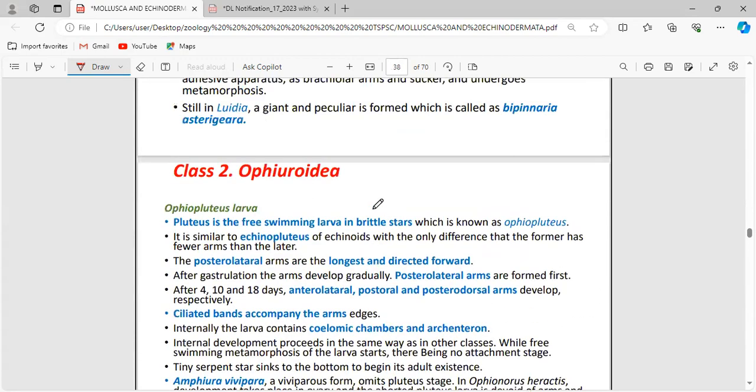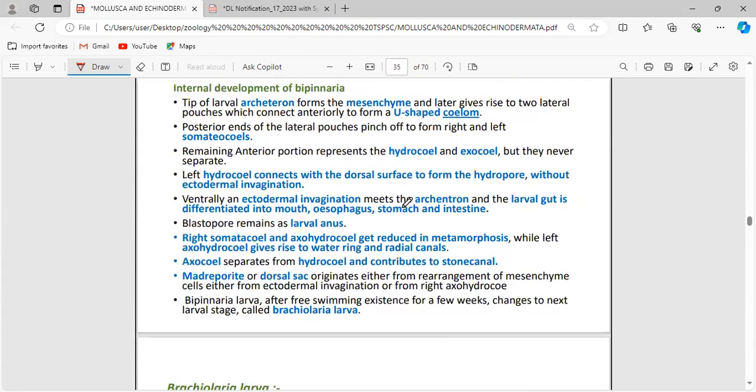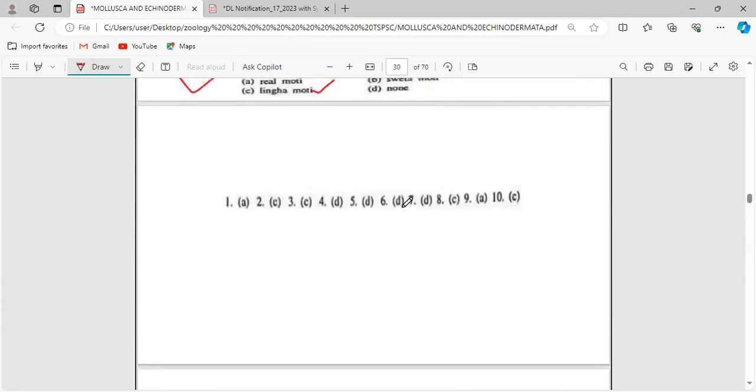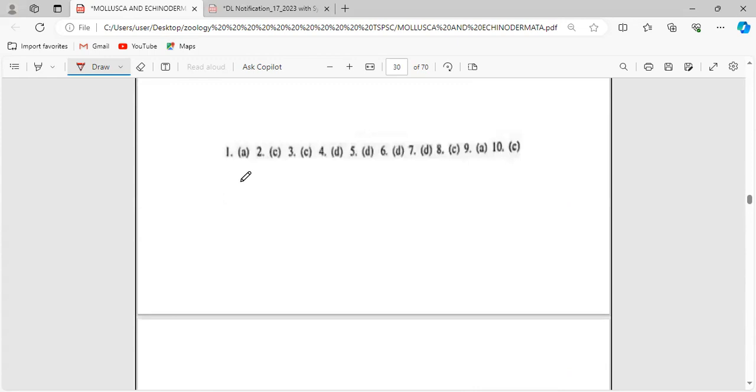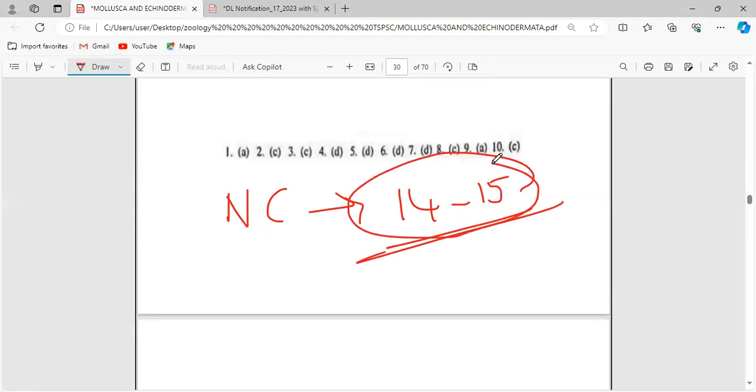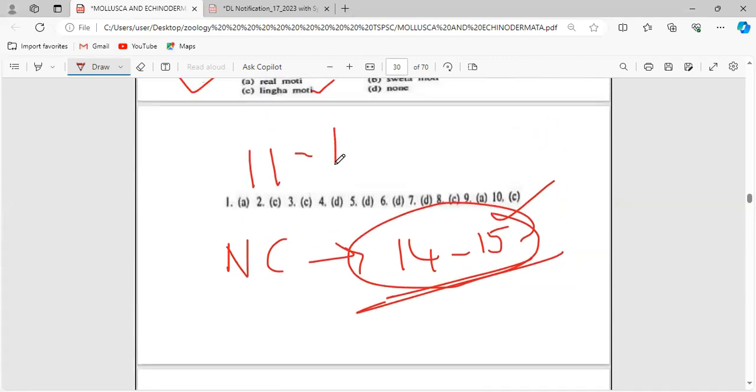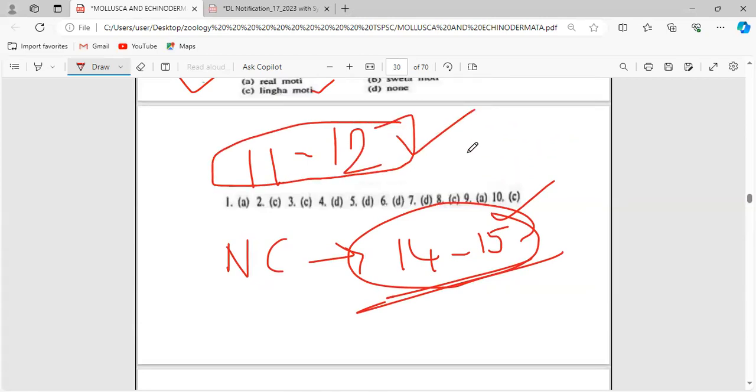See, I want to tell you something. In the last DL exam, 14 to 15 questions were from non-core data. In that, you can easily answer 11 to 12 questions. If you read the PPT properly, if you read only the PPT, you can answer all those 11 to 12 questions.